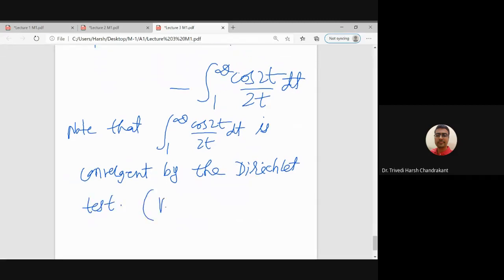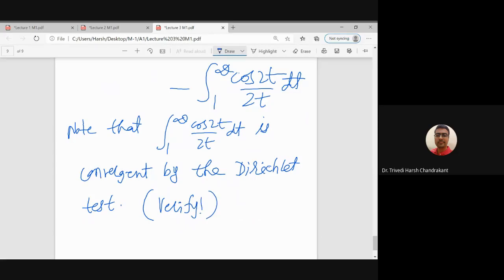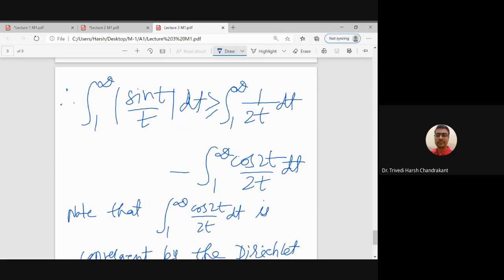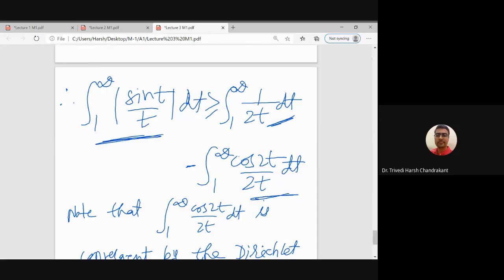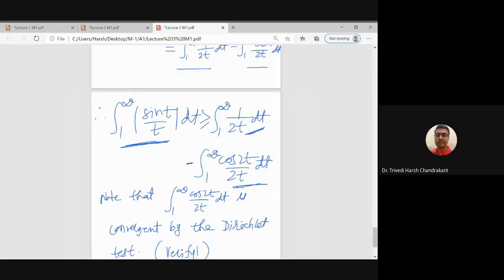So I'm writing verify, so those who are not convinced may later on verify these. Now, this integral is convergent and this is divergent. So what can we say about this integral? It is divergent, right?